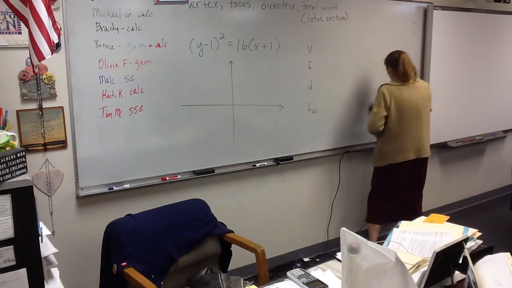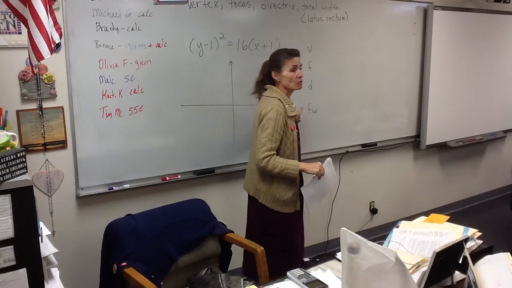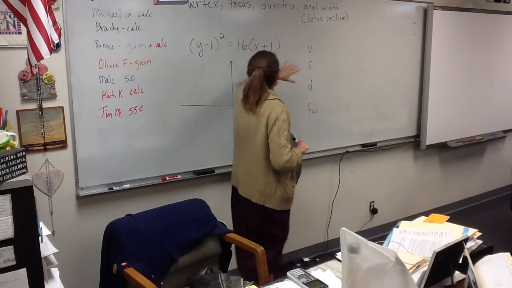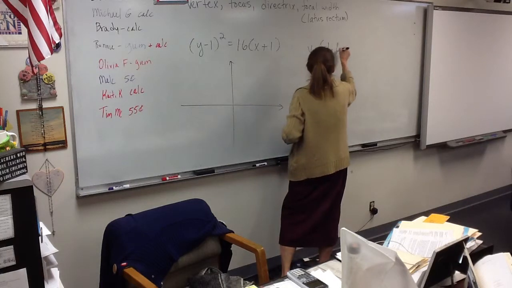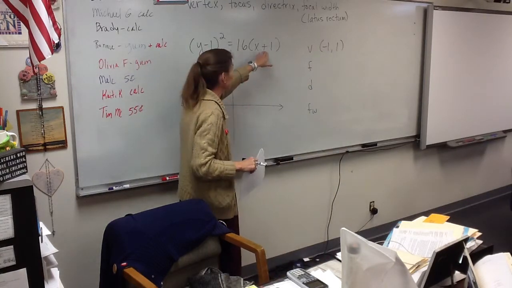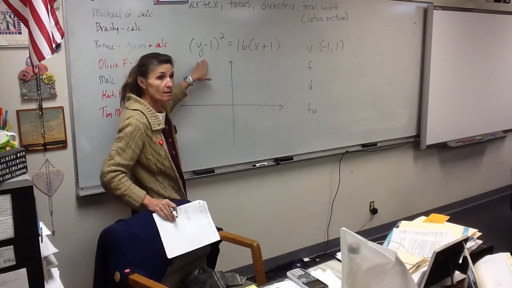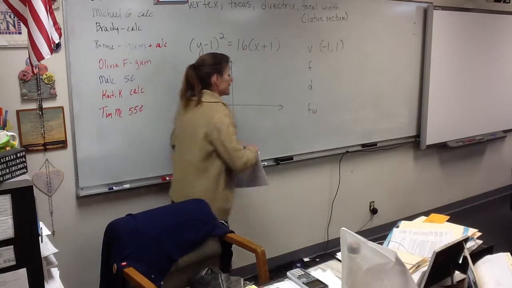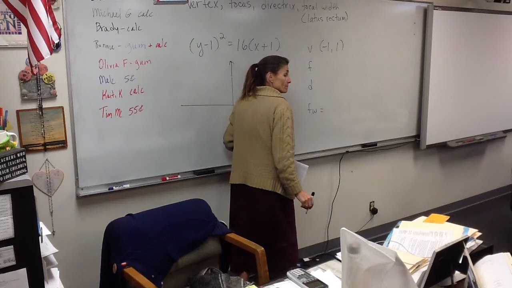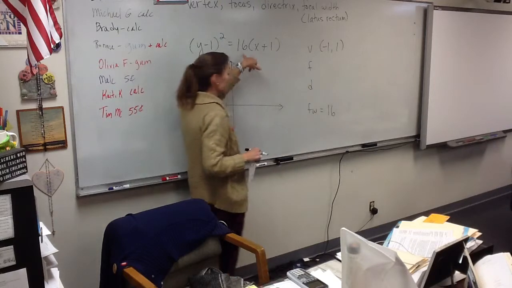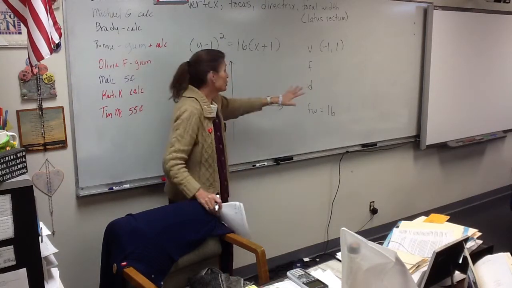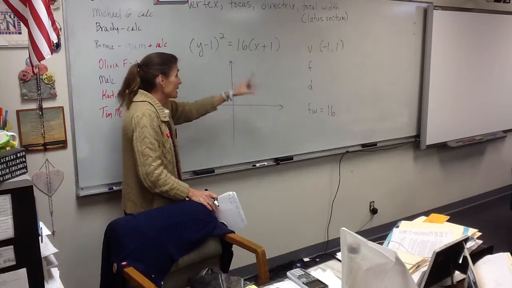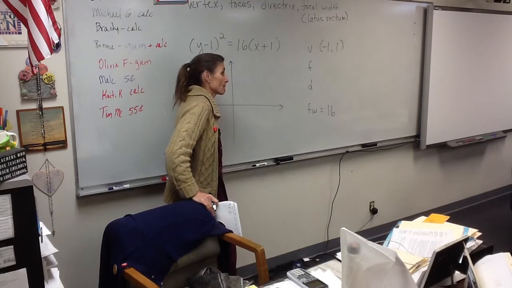Now, kids, you need to be able to fill half of these in without doing any work. You need to be able to look at the equation and tell me the vertex. The vertex is negative 1, 1. You need to be able to look at this equation and say, x is negative 1, y is positive 1. You also need to be able to look at this equation and tell me the focal width is 16. This number is the focal width, period. So 50% of the problem you can fill in without doing anything. Now, see if you can find your focus and your directrix. 3, 1.